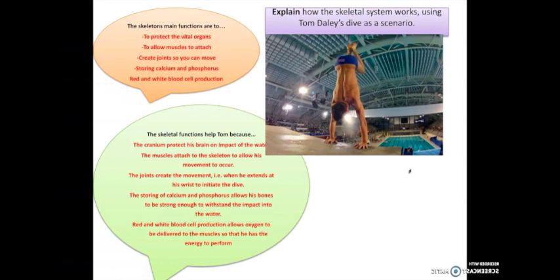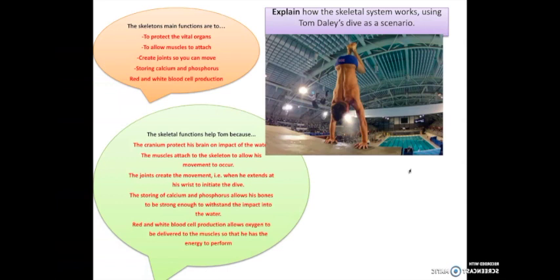The muscles attach to the skeleton to allow his movement to occur. He does a lot of somersaults. He might start in a handstand, then tuck his knees in to do a backflip and then dive into the water. So the muscles attaching to the skeleton allow this movement to occur. The joints create movement. Look, he's got his hands extended at the moment. That's joints allowing movement in the wrist. And then when he goes into the dive position, you put your hands on top of each other, pointing down at the water, going straight. So joints also allow that movement.